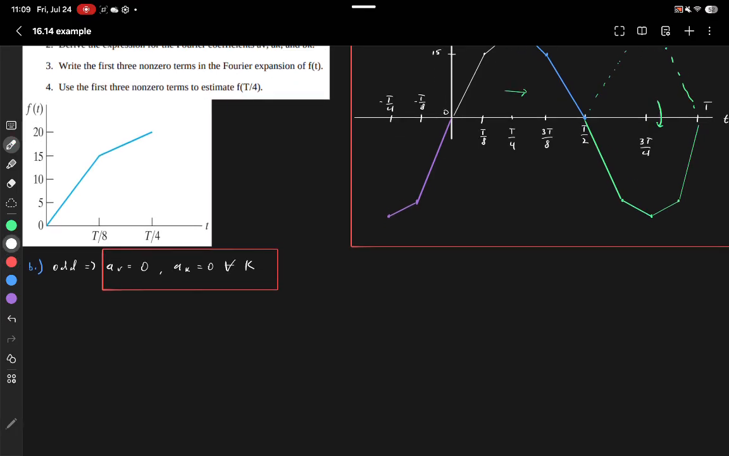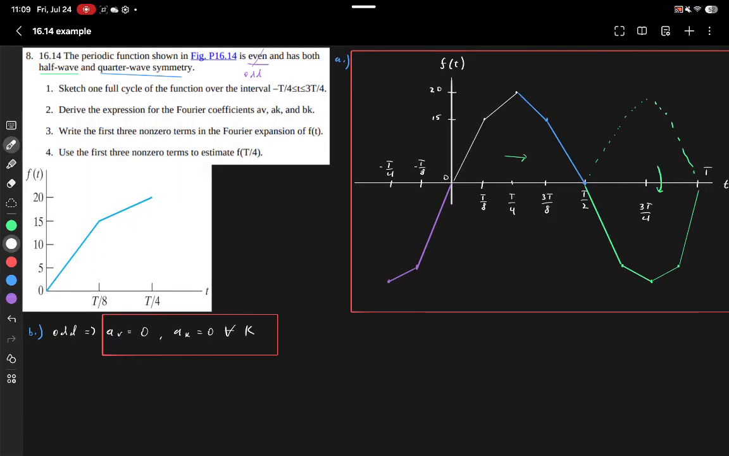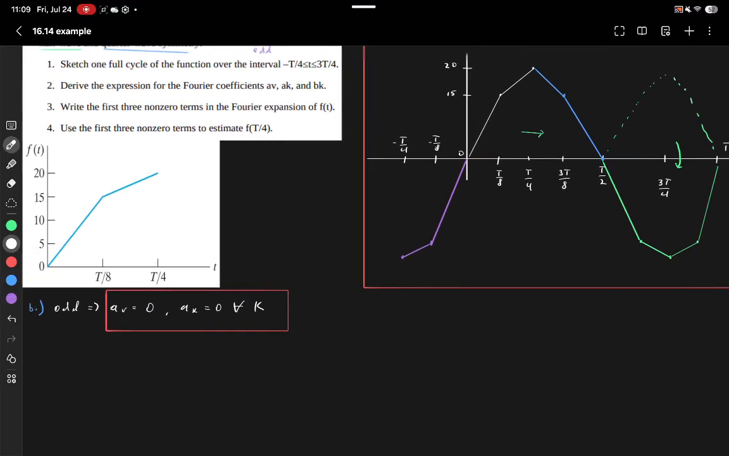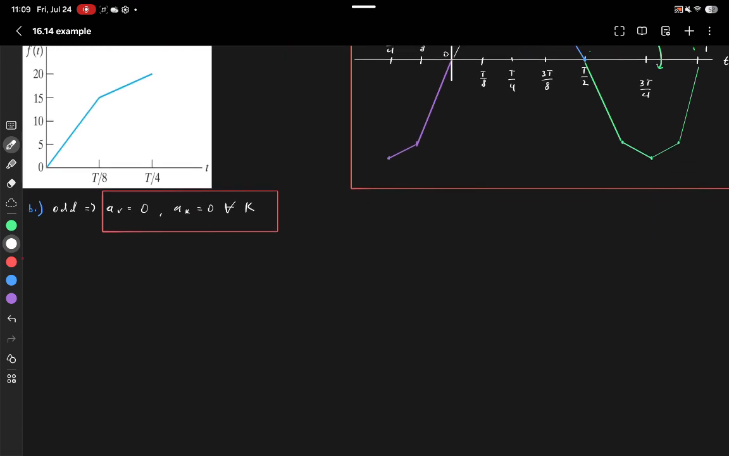Then, we also know that this function, as given in the problem statement, has quarter wave symmetry. No, we have half wave symmetry, and because of that, I'll just throw a little half wave there. Because of that, we know the b sub k's are going to be 0, not for all, but for the even k's.